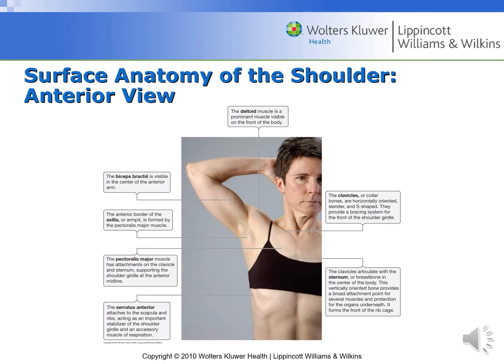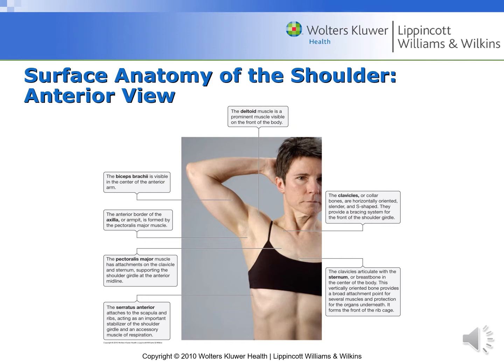The anterior border of the axilla, or armpit, is formed by the pectoralis major muscle. The pectoralis major muscle has attachments on the clavicle and sternum, supporting the shoulder girdle at the anterior midline. And just beneath, still on the left, we have the serratus anterior, which attaches to the scapula and the ribs, and it acts as an important stabilizer of the shoulder girdle and an accessory muscle of respiration.